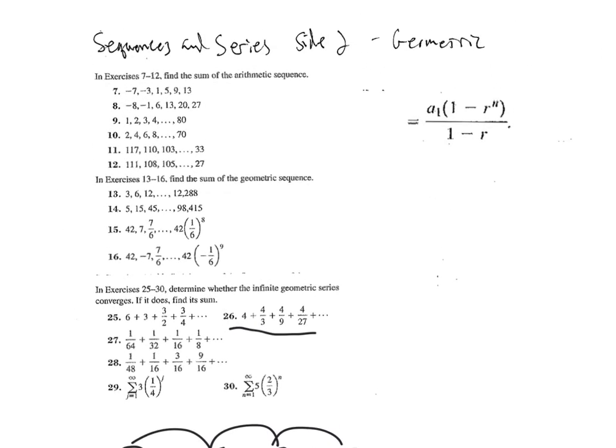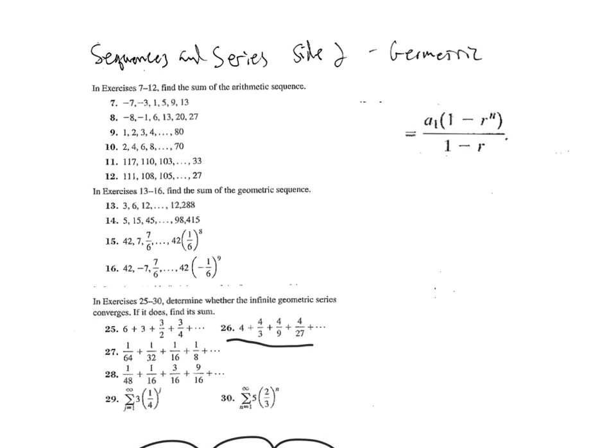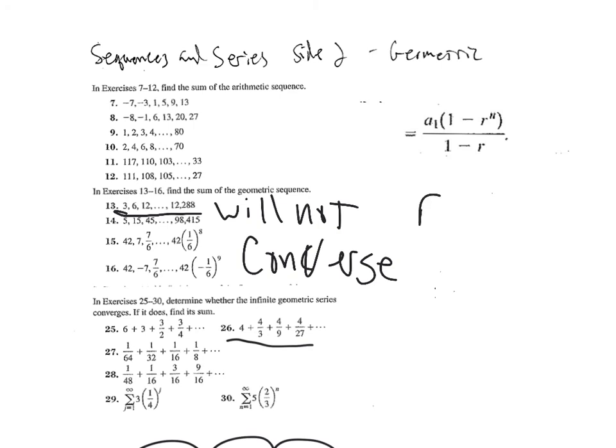Let's come up here and look at one of these geometric series. Do you see this one here? That is always getting bigger. Each term is getting bigger and bigger because we're always doubling it by 2. So this will not converge, and the reason I know it won't converge is because R is 2.